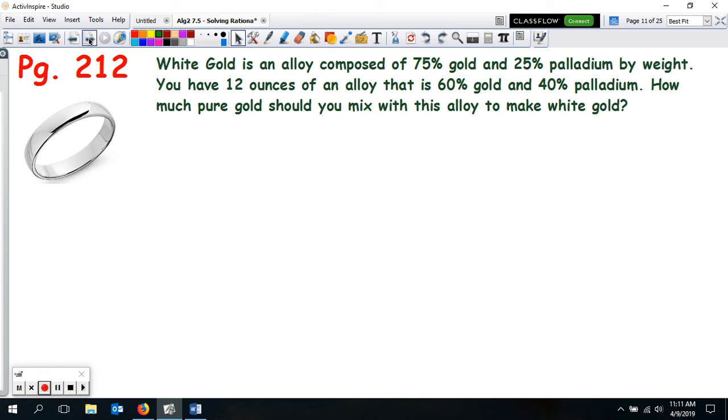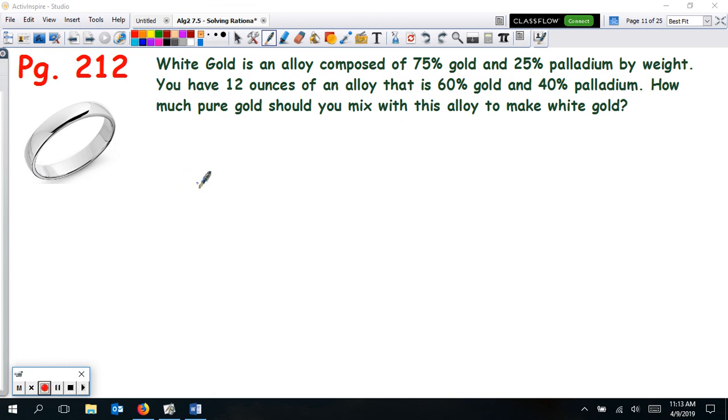So white gold is an alloy composed of 75% gold and 25% palladium. By weight, you have 12 ounces of an alloy that is 60% gold and 40% palladium. How much pure gold should you mix with this alloy to make white gold? So I have a ring over here that's a white gold ring. It almost looks silver, so white gold actually resembles silver, really, but it's actually made out of gold and this other substance called palladium. I don't know how you exactly say that, but we're going to just go ahead and do the same thing as before. We want to make our proportion really out of this.